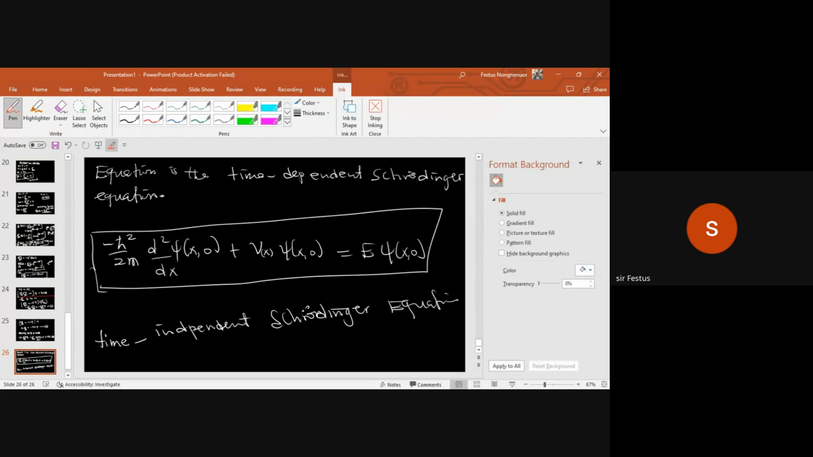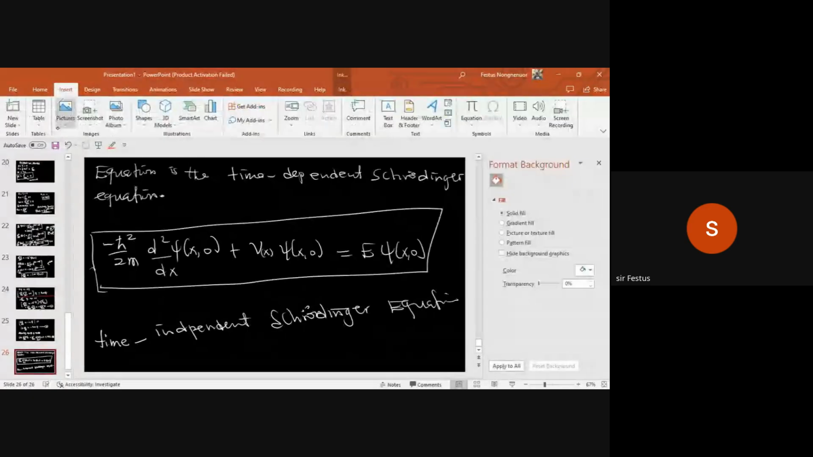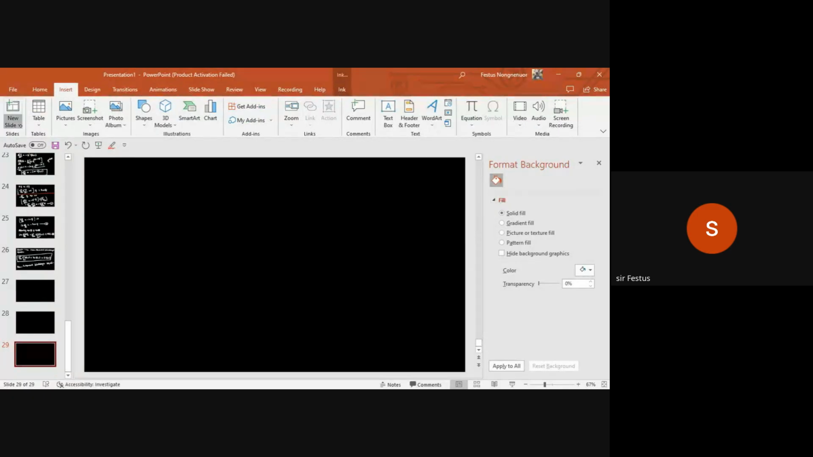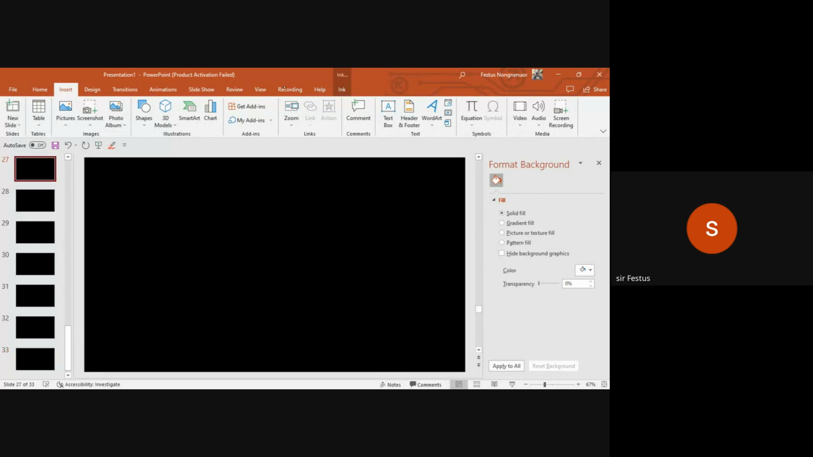Okay. Yes, any questions, please? If not, let me add some slides and we now look at the interpretation of the wave function.